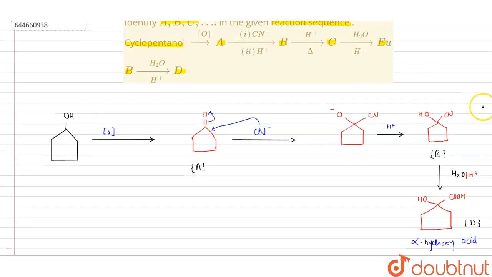Now we are finding C compound. So we take first the B compound, this is our B compound. B compound reacts with H plus. So we give it H plus and heat, H plus with heat. So it will form the C compound.